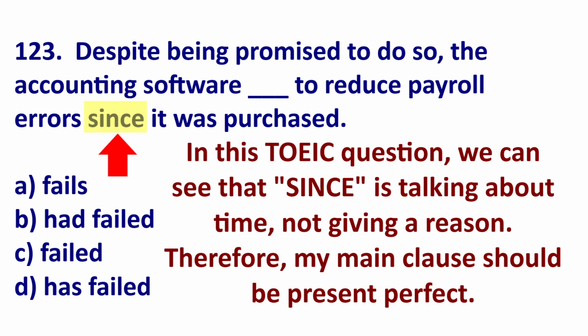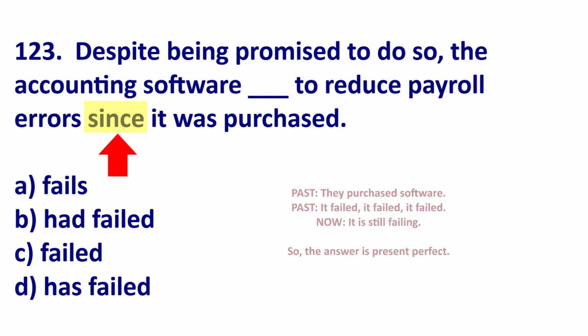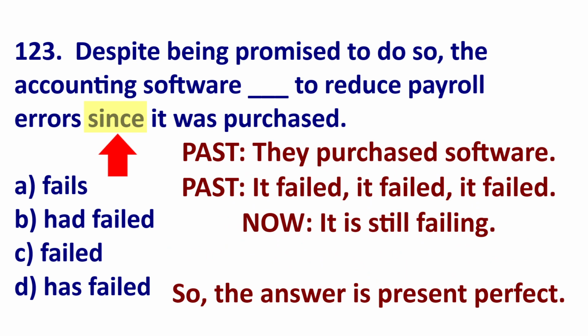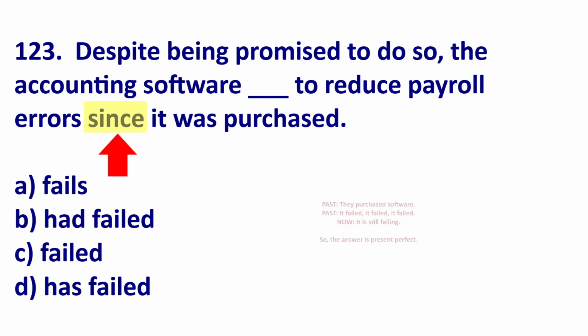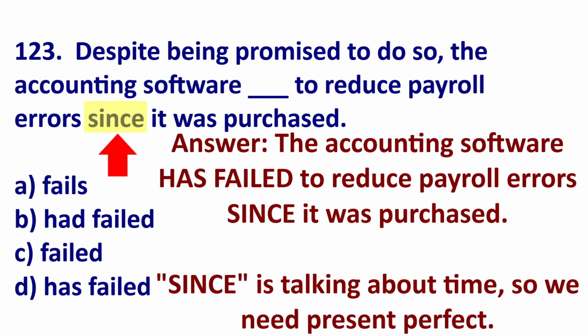In this TOEIC question, we can see we are talking about time. Blank the new accounting software, blank to reduce payroll errors, since it was purchased. So since it was purchased is telling us when it started. It is not giving us a reason. It's telling us when it started. So we purchased the software in the past. It failed. It failed. Now it still fails. So we're going to use present perfect. The new accounting software has failed to reduce payroll errors since we purchased it, or since it was purchased.